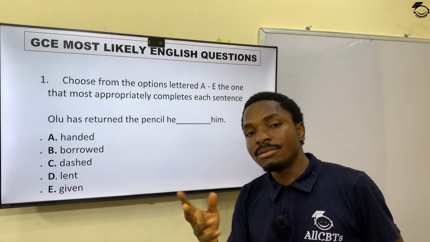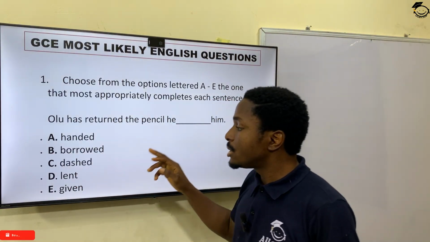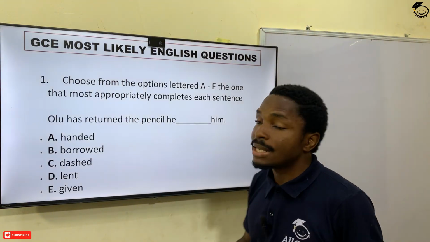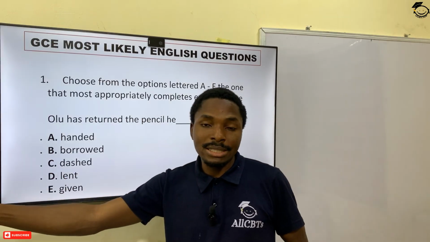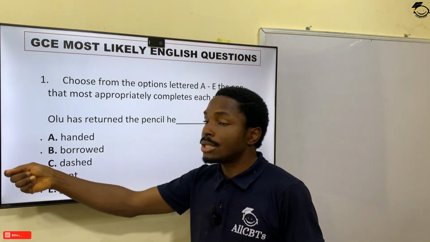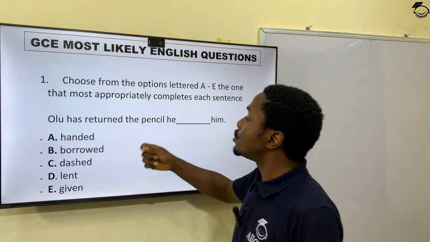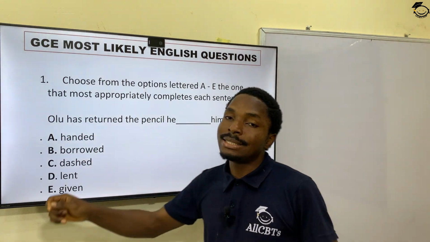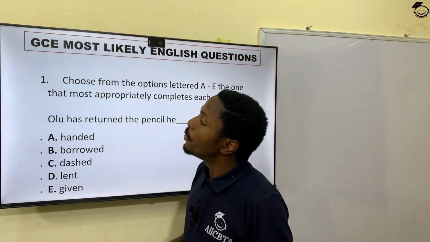You would be in between borrowed and lent, but the correct option for this sentence would be lent because Olu collected, okay, he collected something back. So Olu has returned the pencil, he lent him, not borrowed. So don't make the mistake of taking borrowed.